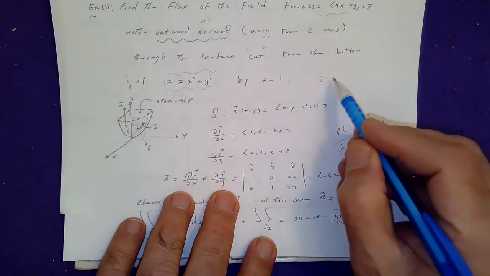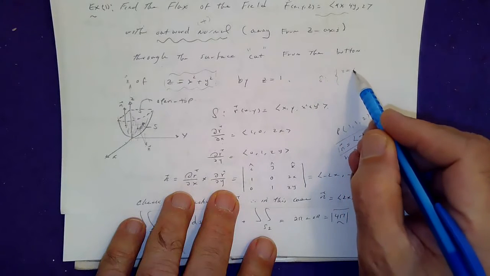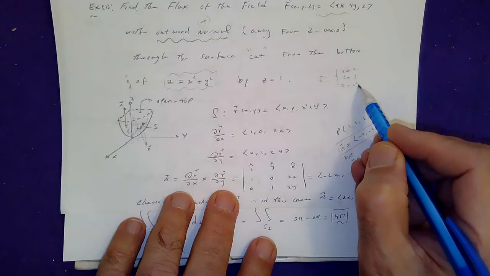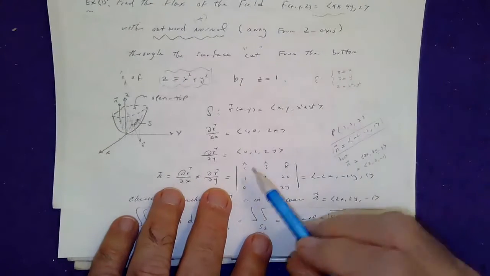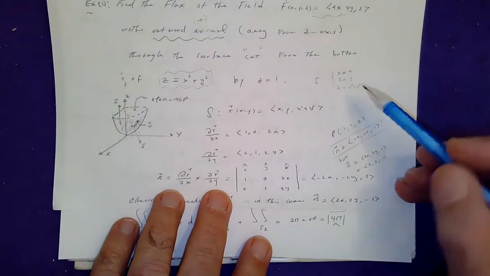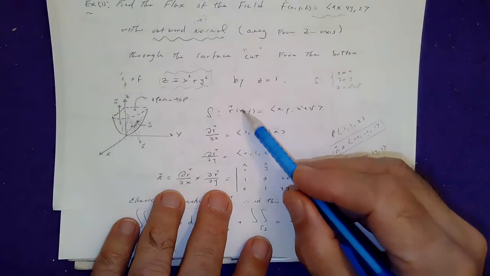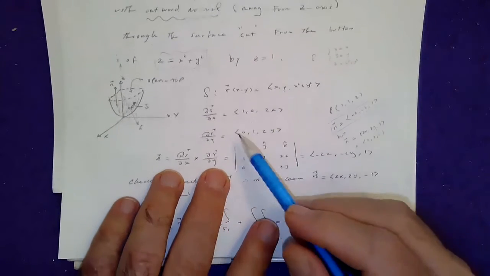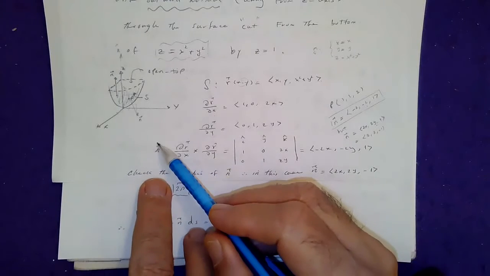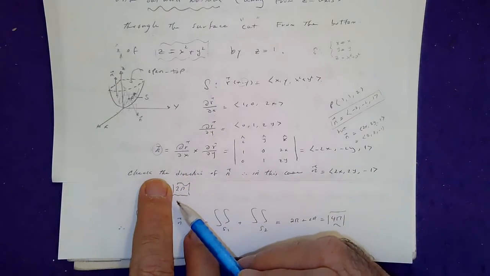So the parametric equation, I said let x be x, y be y, but z be what? x squared plus y squared. Remember, all it takes to parameterize a surface is two parameters. In this case, my parameters happen to be x and y. So take two partials, take the cross product. You're trying to find the normal, right?